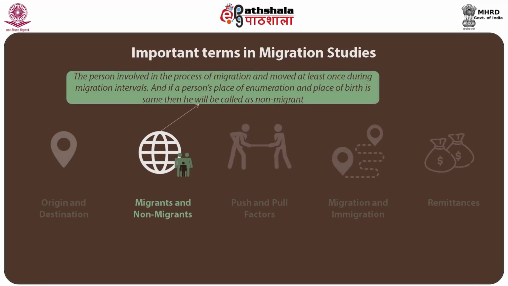The population can also be divided into two other categories, migrants and non-migrants. The persons involved in the process of migration or movement, at least once during the migration interval, are known as migrants. But if a person's place of enumeration is not different from the place of usual residence or place of birth, then he will be regarded as a non-migrant.